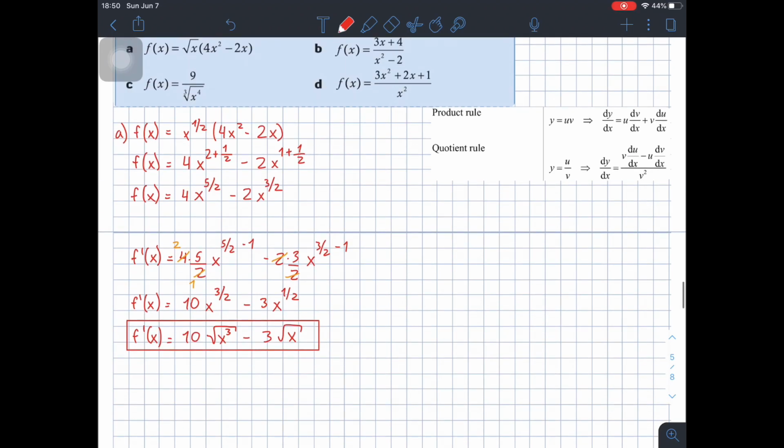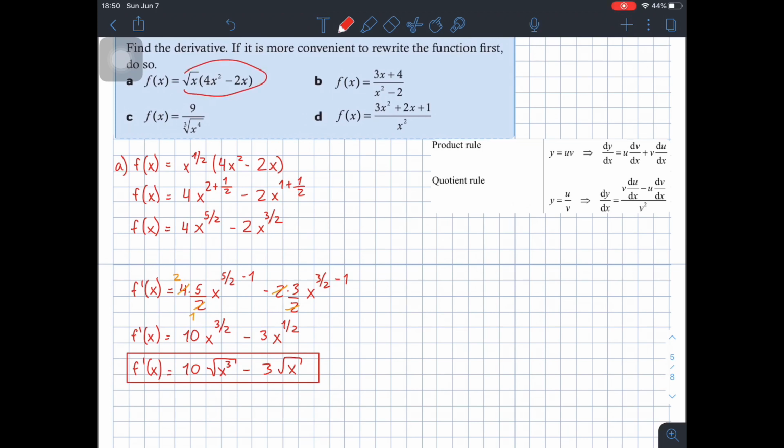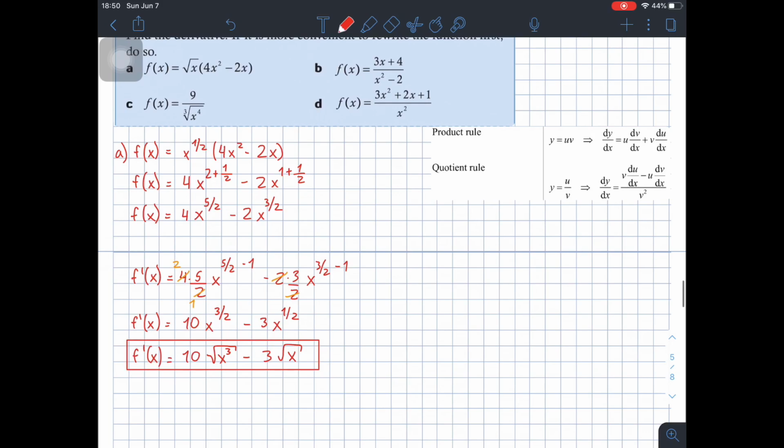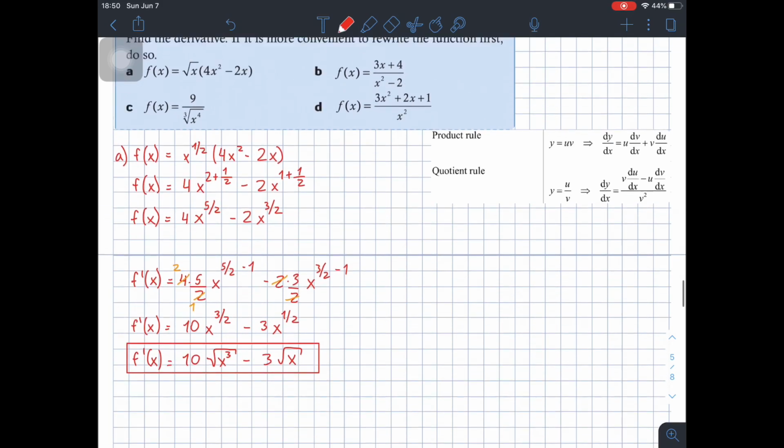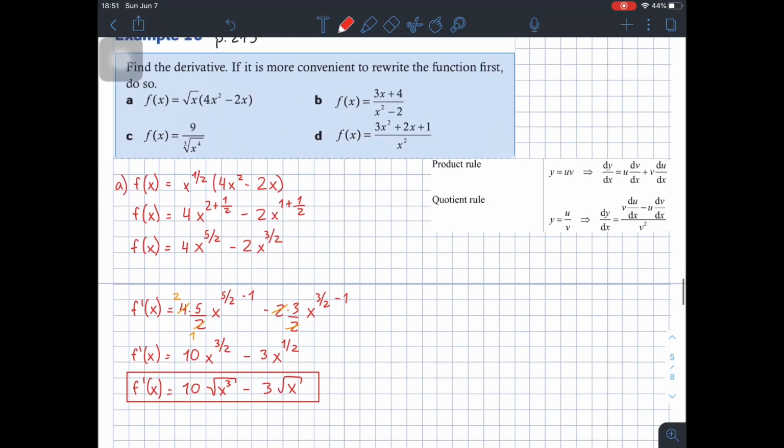Okay, so that's it for part A. In this case, we didn't need to apply either the product rule or the quotient rule, but we're going to see other cases where we will need to apply those rules. Okay, so let's see part B.